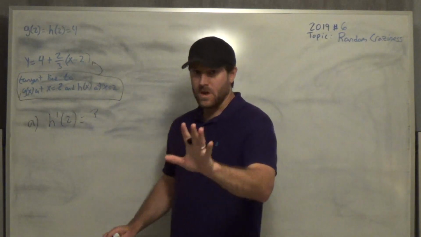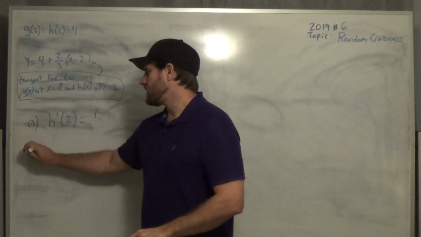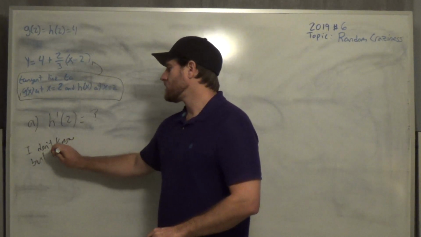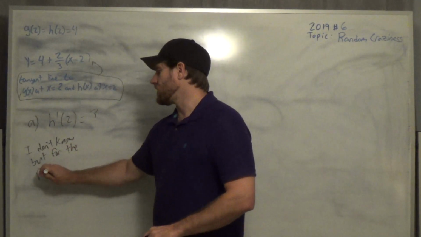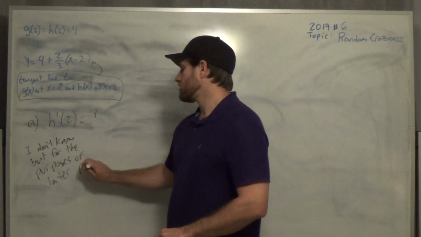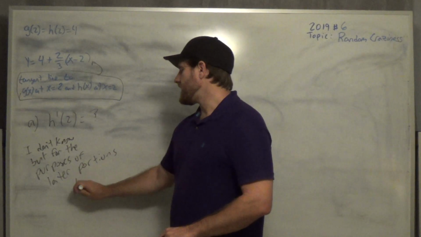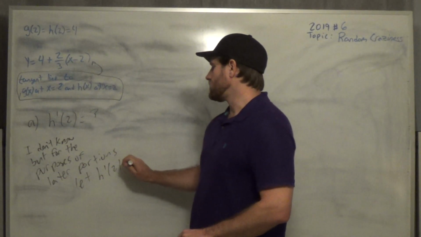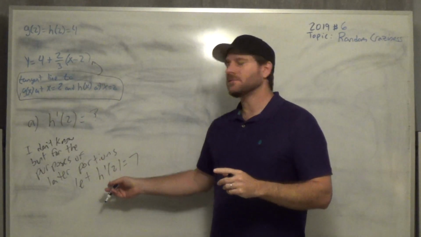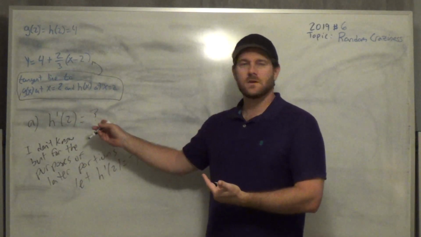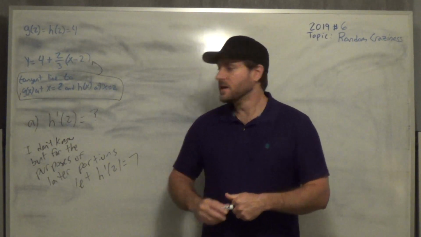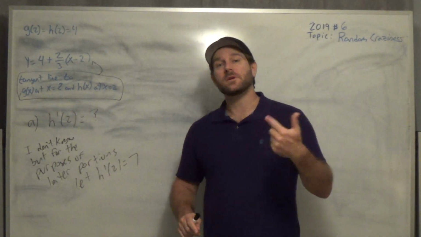You can make something up. So if you had no idea, you could say, I don't know, but for the purposes of later portions, let h prime 2 equal, and then you just make up anything. I just said 7. It's wrong, but later on when you get to h prime 2 and you need to plug something in, you plug in 7. As long as you take your answer from part A and plug it in the right place in part B, you'll get all the points for part B. So this would be worth no points, but it can help you get points later on.